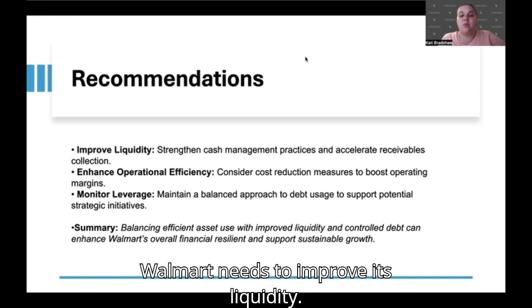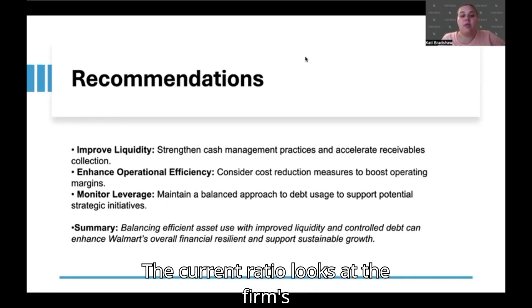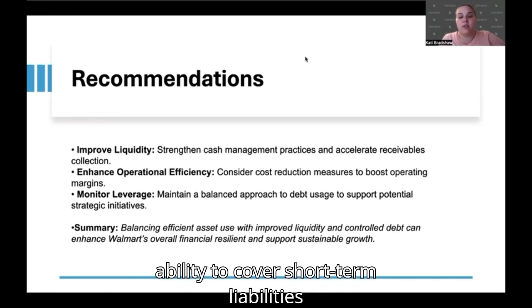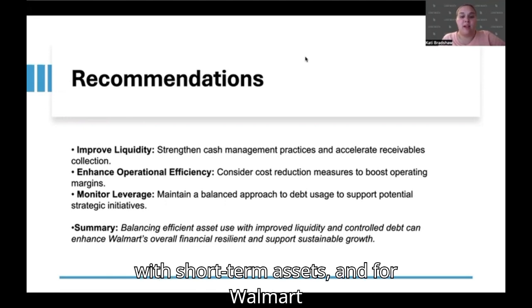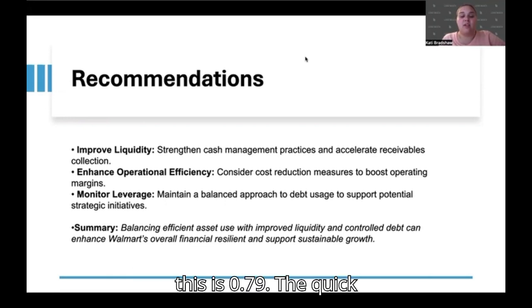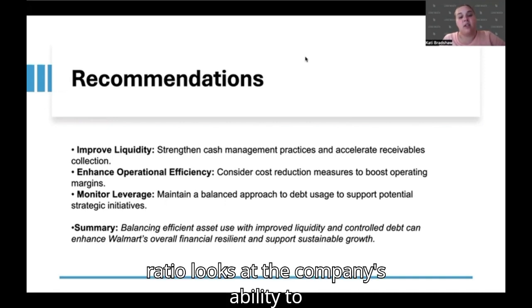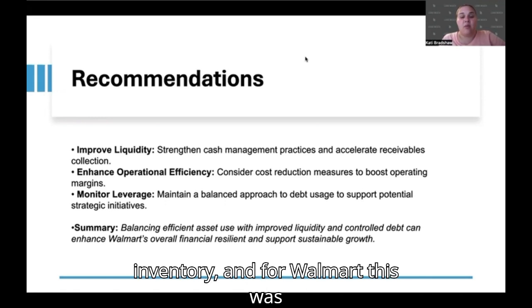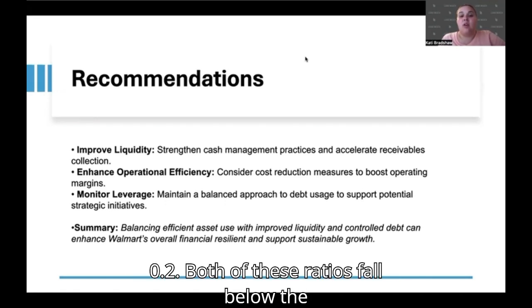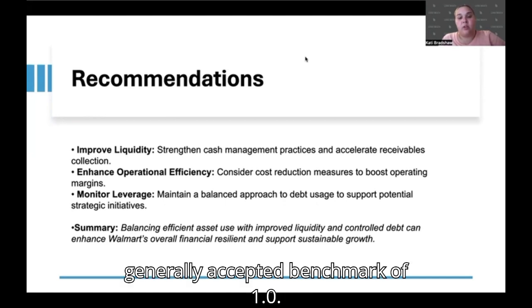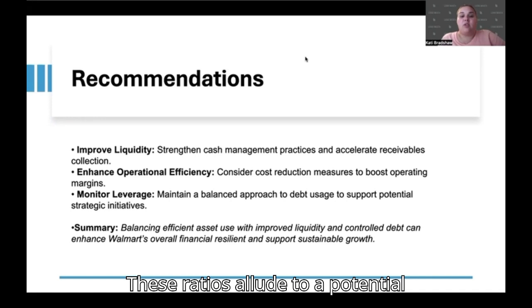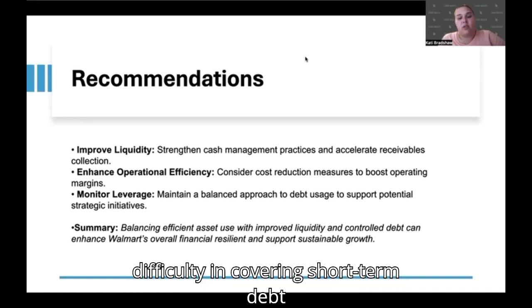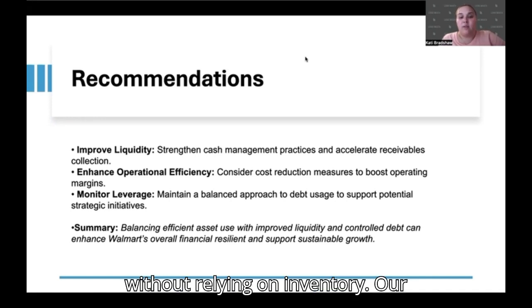First, Walmart needs to improve its liquidity. The current ratio looks at the firm's ability to cover short-term liabilities with short-term assets, and for Walmart, this is 0.79. The quick ratio looks at the company's ability to meet current obligations without using inventory, and for Walmart, this was 0.2. Both of these ratios fall below the generally accepted benchmark of 1.0. These ratios allude to a potential difficulty in covering short-term debt without relying on inventory.